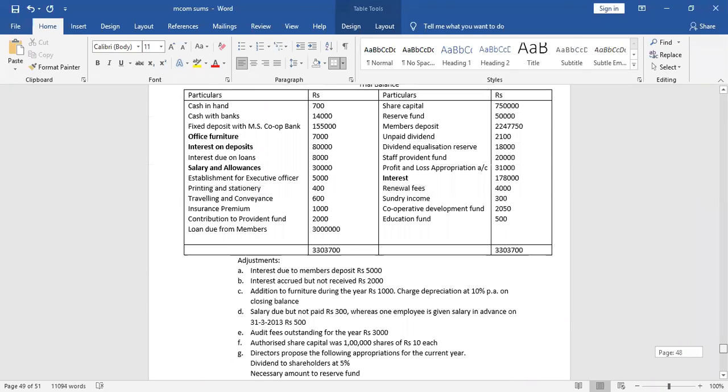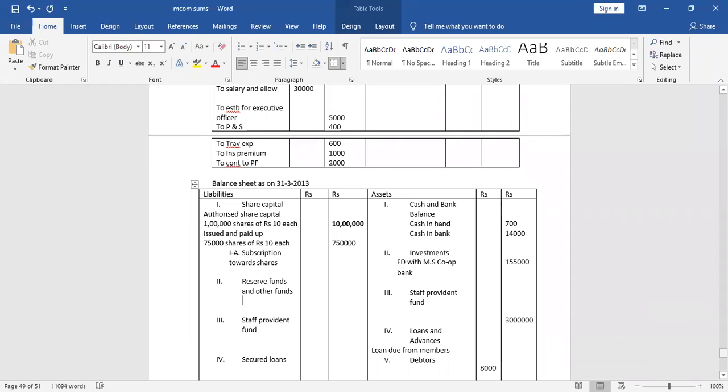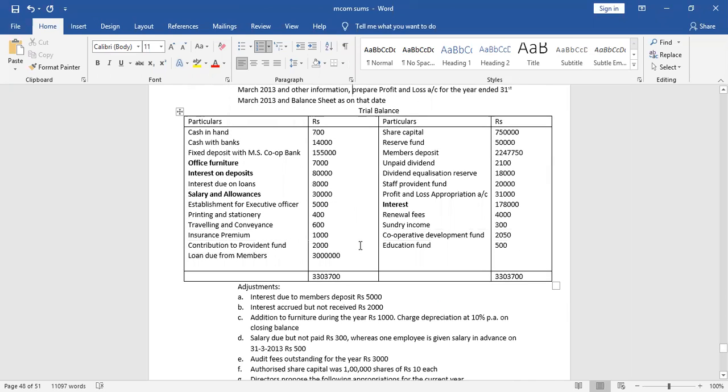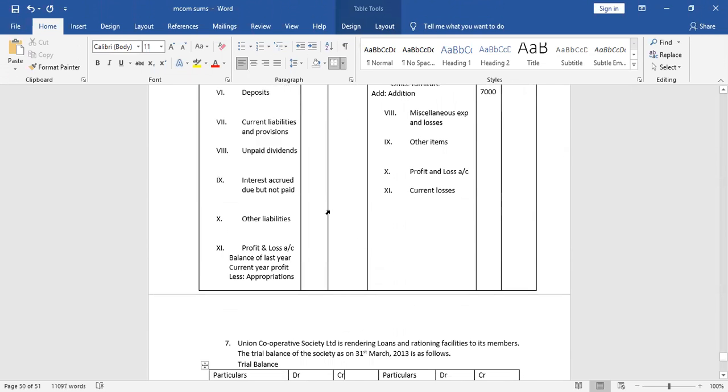What is there? There is reserve fund 50,000. So I will write reserve fund 50,000. Other reserves also are there, but I'm writing in the last column. You can write in the first column and total all the reserves and write in the second column. Then we have members deposit 22,47,750. We have a deposits column. इस deposits में लिखेंगे members deposit. Member deposits. What is the amount?